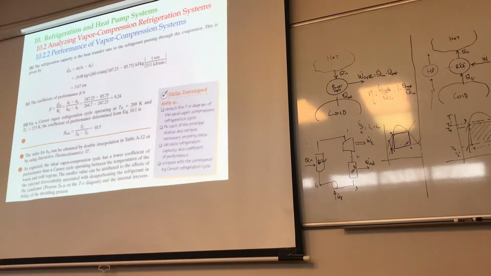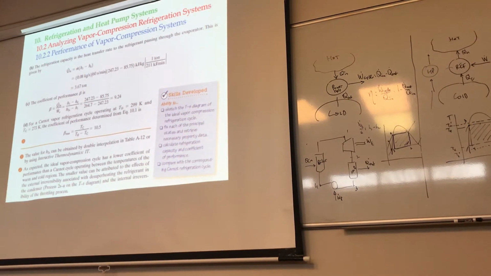What is the refrigeration capacity? Remember, you're removing heat through the evaporator between H1 and H4. H1 is higher than H4, so it's M dot times H1 minus H4, but you're told to express that in tons, so you do the conversion. 1 ton is 211 kilojoules per minute, and you get 3.67 tons. Done.